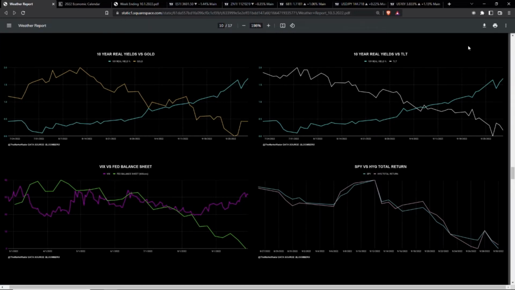Same thing with TLT, inversely correlated, as you can see. When there's a divergence, usually it's not as bad as the one with gold, or it hasn't been. Bonds have been on the lows as real yields have been rising pretty much all year. So this is just, again, something to understand. If you start to see a major breakdown of real yields, expect bonds to move in the opposite direction. As long as real yields are rising, the bond trade is not there.